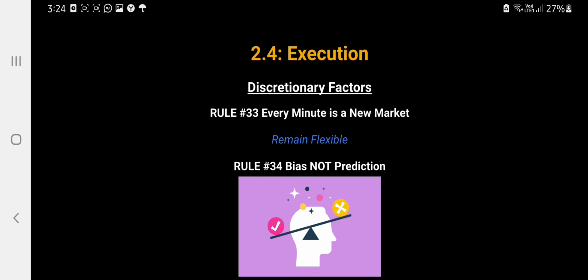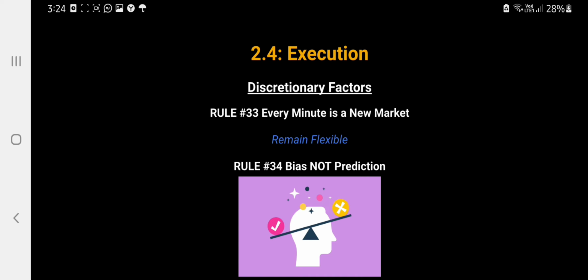So remain flexible. Don't think that just because you got a good entry that the trade's definitely going to win, or even if price is creeping down towards your stop loss, don't think that means it's going to hit your stop loss. Every minute is a new market. It can get right down $1 away from your stop loss and bounce. It happens quite often. So remain flexible. Remember, constantly update your mental view of the market, which leads in nicely to rule number 34, which is bias, not prediction.